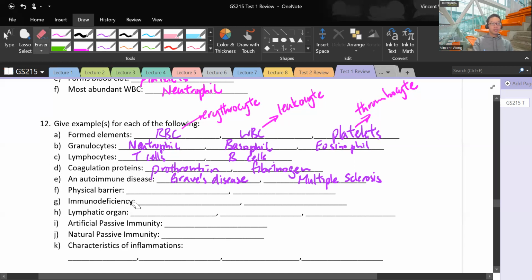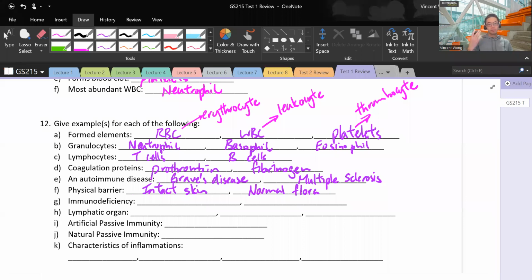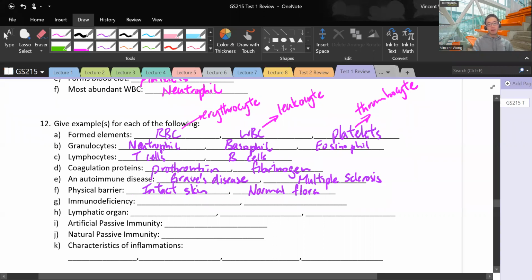Okay, physical barriers. We have intact skin. Normal flora. That's the one that people usually forget. That's the beneficial microorganism that lives on us and in us, right? They take up so much space that it leaves no room for the bad ones.